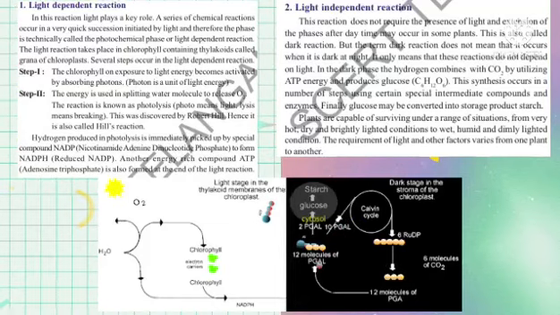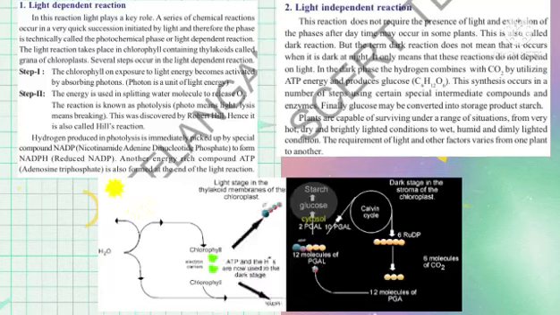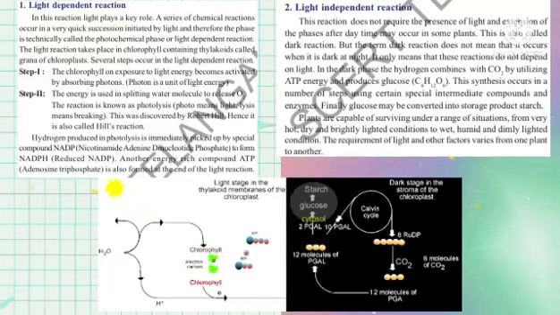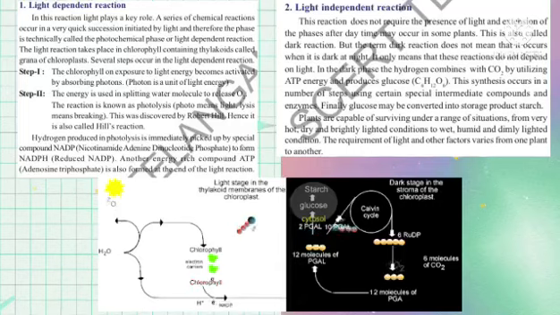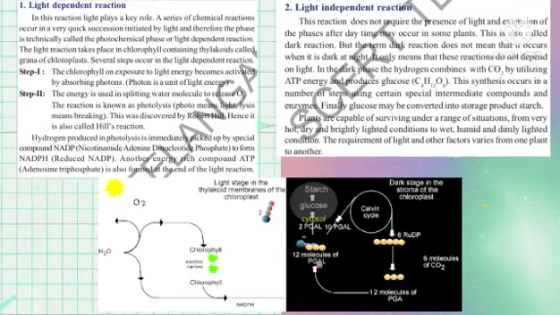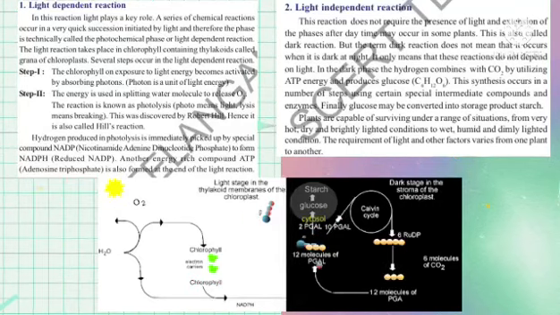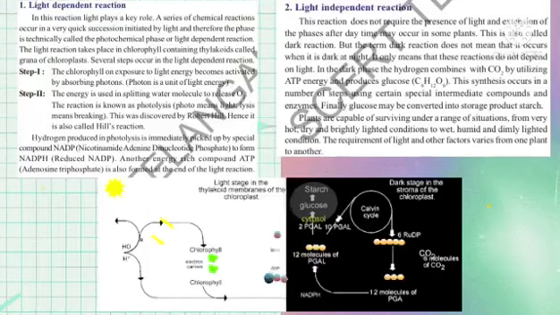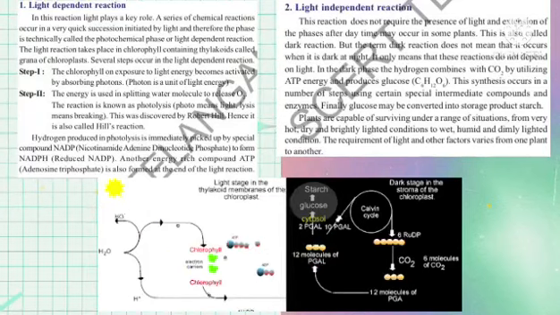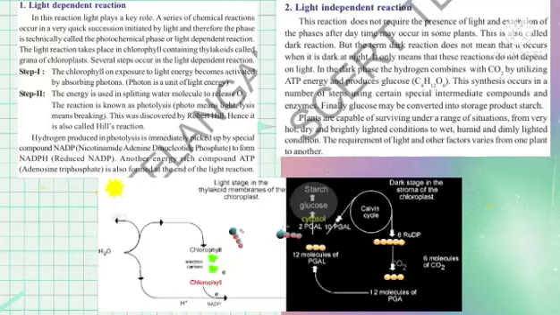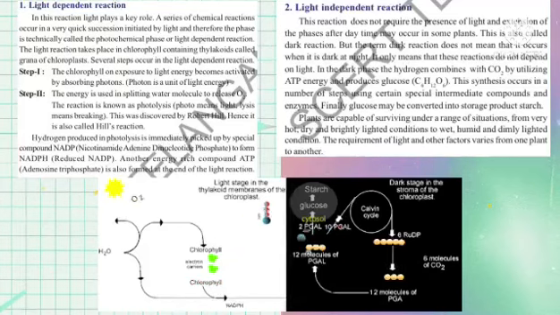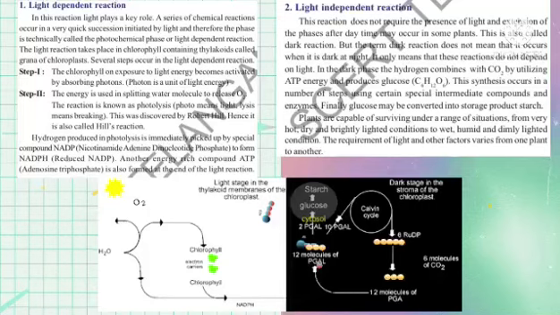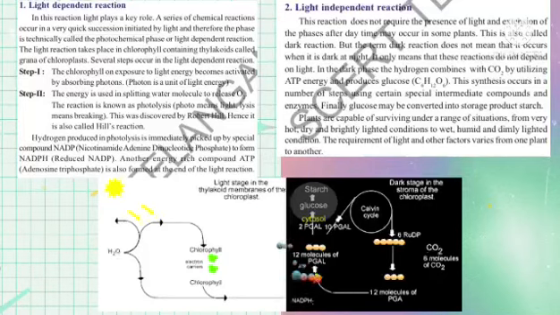The second step, the energy is used in splitting the water molecule to release the oxygen. So the photon energy that enters the chlorophyll helps in splitting the water molecules and releases the oxygen out. The reaction is known as photolysis. Try to keep this in your mind. What do you mean by photolysis is an important question for your public examination too.